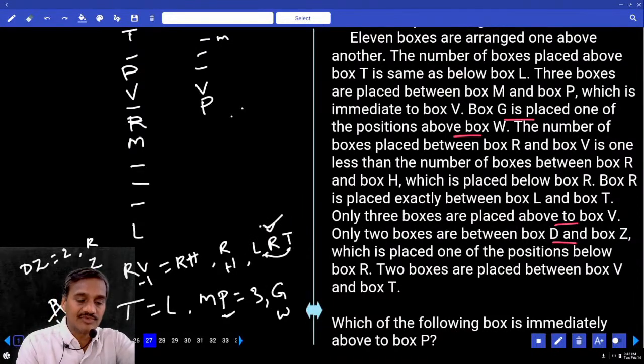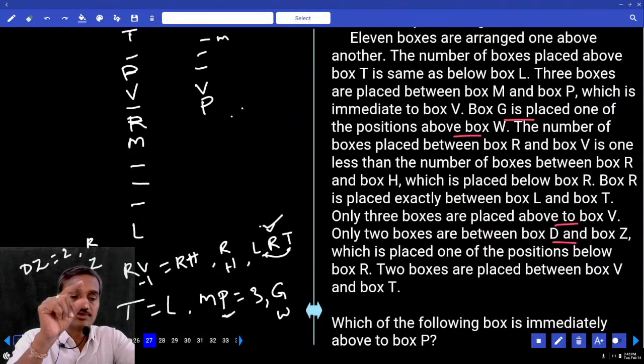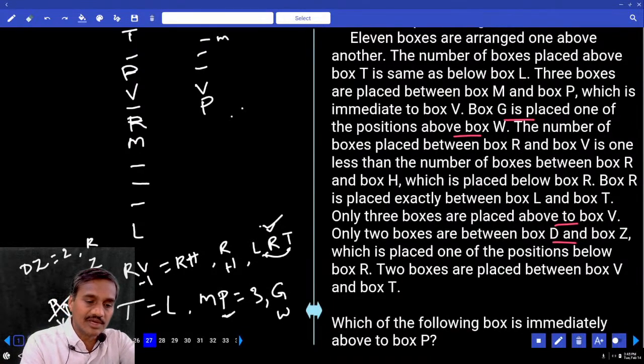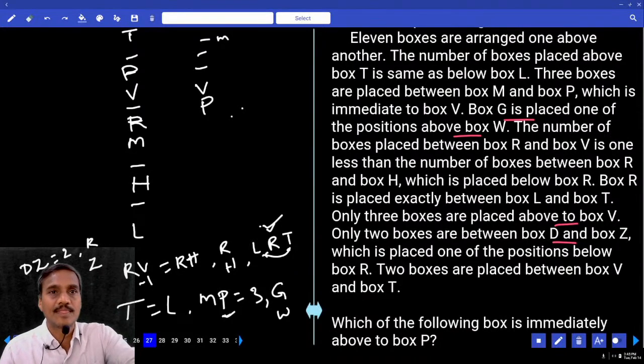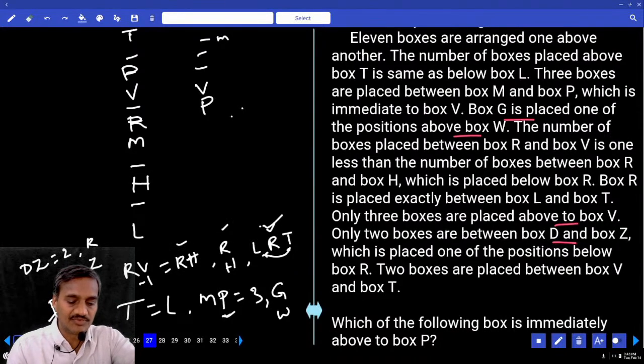Now between R and V ఎన్ని ఉన్నాయి? 1. R and V 1 lesser than R and H. R and V మధ్యలో 1 ఉంది. R and H మధ్యలో ఎన్ని ఉండాలి? 2 ఉండాలి. And H is below this R. 2 in between R and H, H must be here. సరిపోయిందా లేదా? R and H. E information అయిపోయింది.